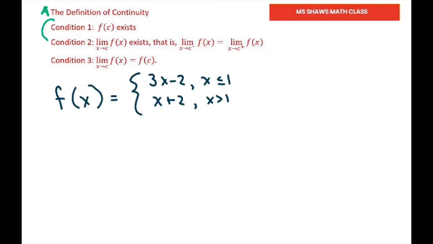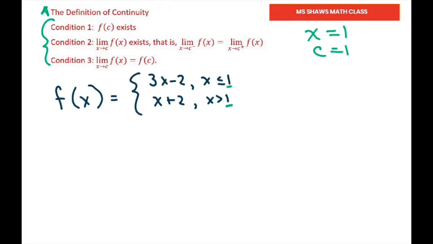Our function must meet all three conditions. So we're testing if the piecewise function is continuous at x equals 1. This is occurring right where the graphs are changing here. So basically, that means our c equals 1. The conditions must be met in order. So if condition 1 doesn't exist, then you don't need to move on to the other conditions.